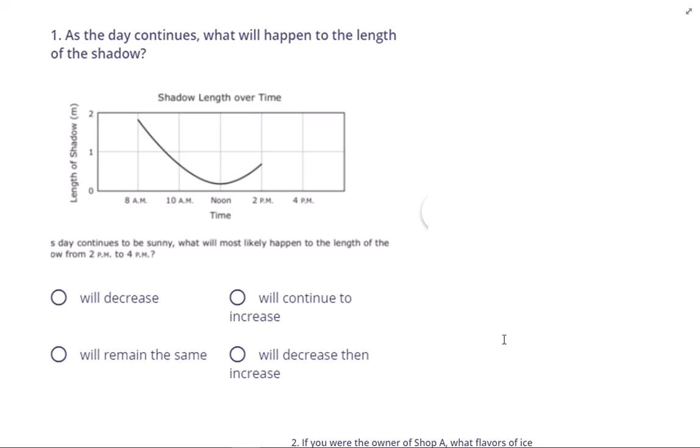So which of these answers is the closest? Well, the closest one is it will decrease and then increase. This is your answer.